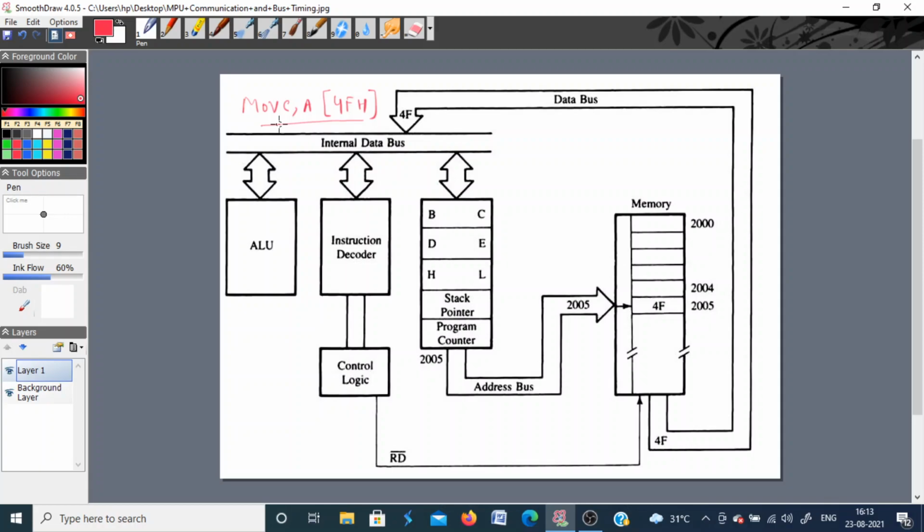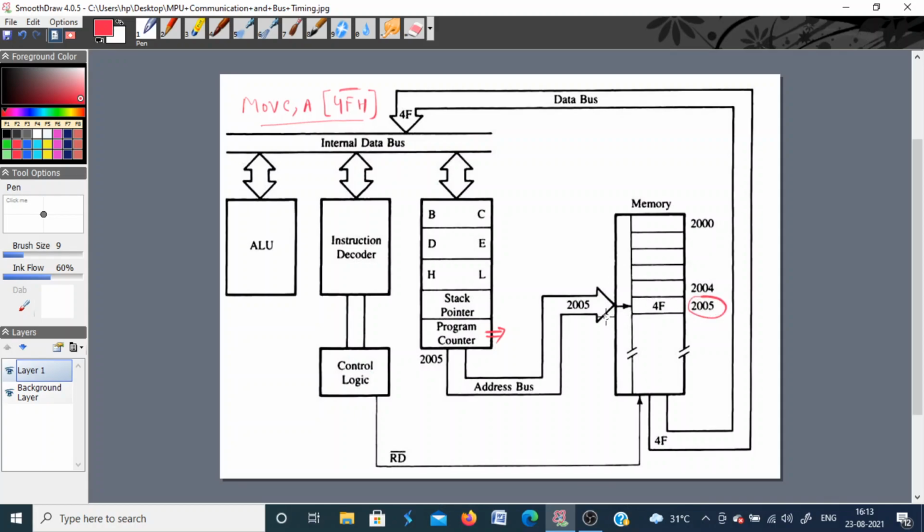Okay, so the first part of an instruction is always opcode fetch, right? This diagram shows how it is executed. 4F in hexadecimal is the operation code, or opcode, for the instruction MOV C, A, and the purpose of the instruction is to copy the contents of the accumulator into register C. So how is it done? First of all, the program counter will be loaded with the address of the memory location where this opcode is stored. Assume that this operation code 4FH is stored at memory location 2005.